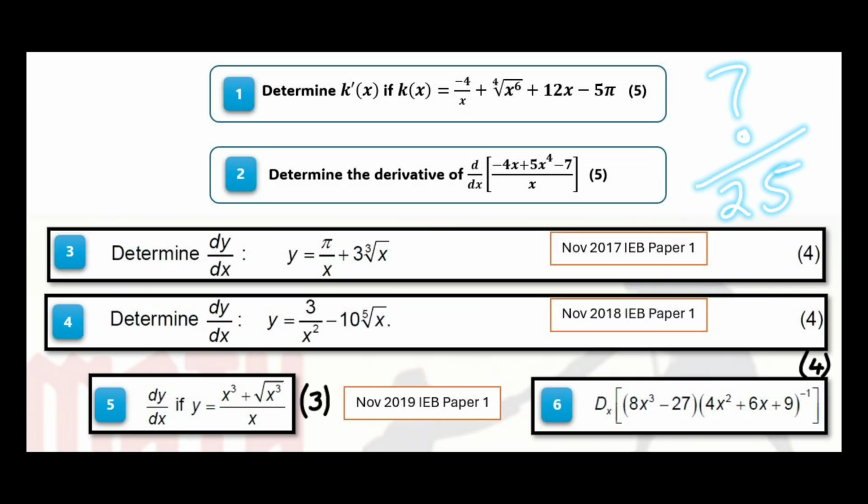How did it go with these sums? If this was a test out of 25, what would have been your mark? If it didn't go too well, please go and revise the theory videos again. Otherwise, let's move on to the next part of calculus.